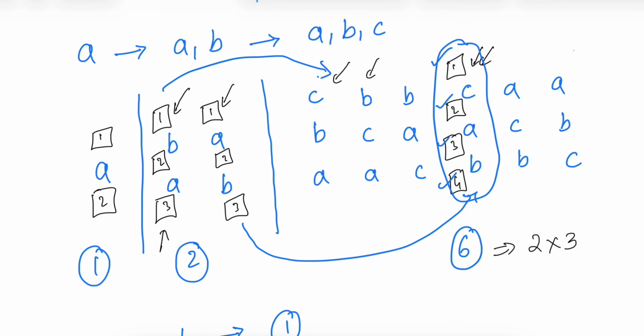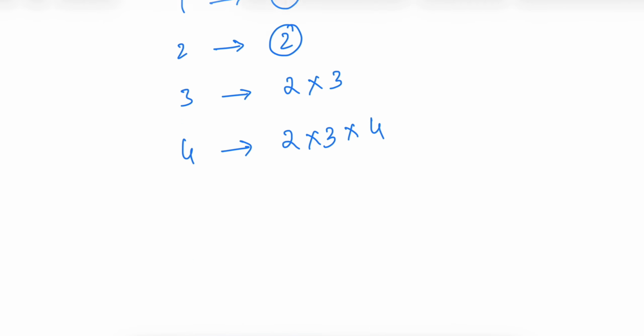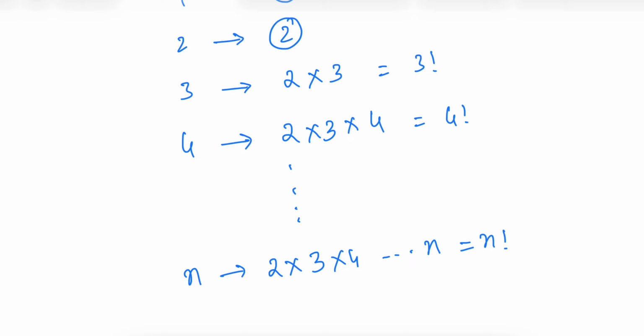Because he could join this line and he'll have four options, or he could join this line and he'll have four options, right? So that's why it will be 2 times 3 times 4. And we can extend this for n kids. So for n kids, it will be n factorial. So this will be 4 factorial, 3 factorial, and so on.